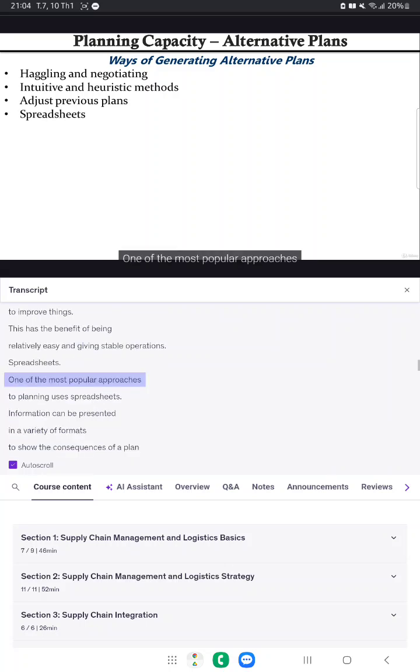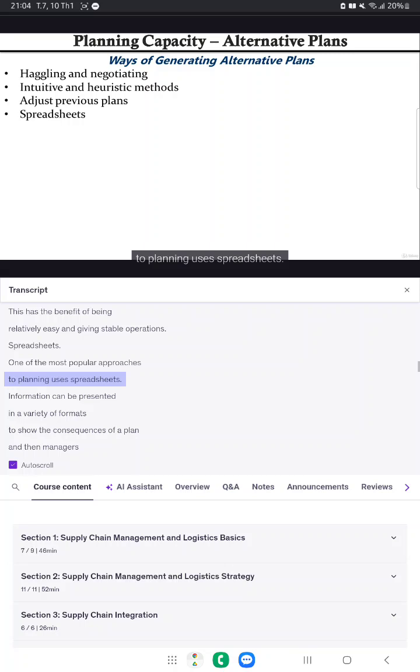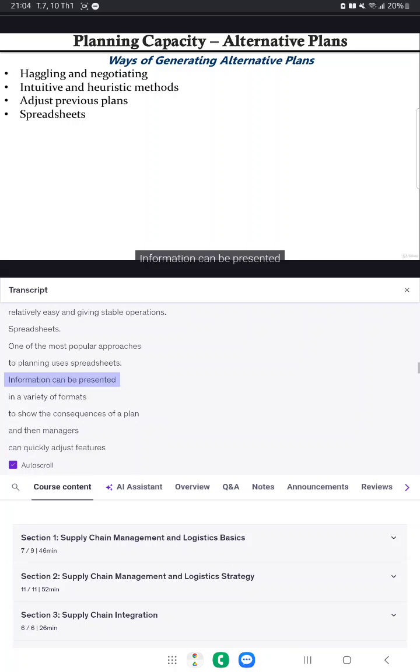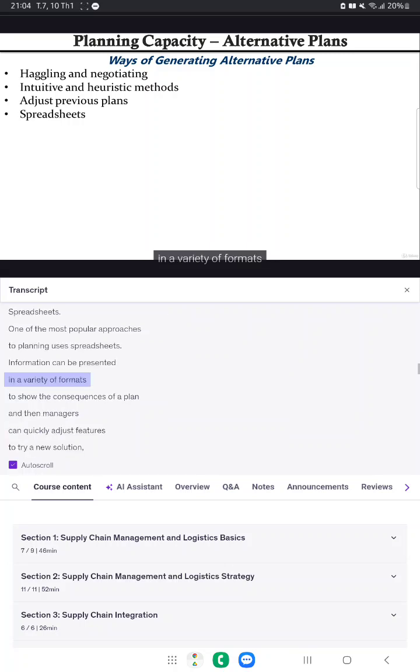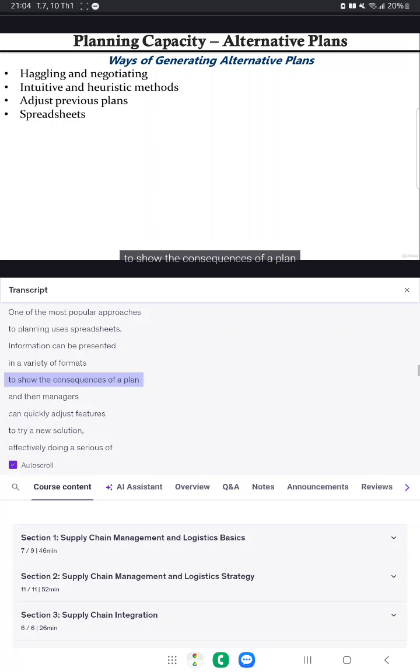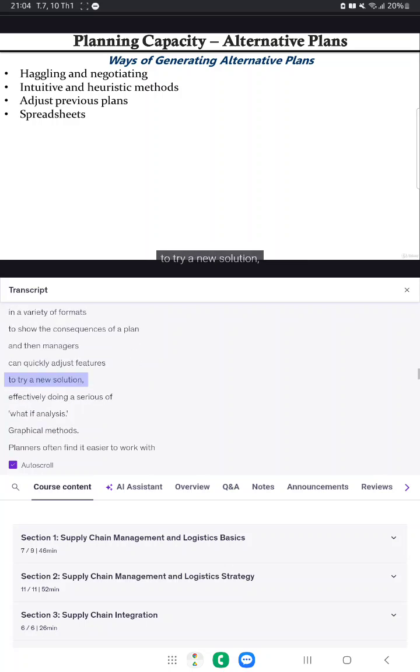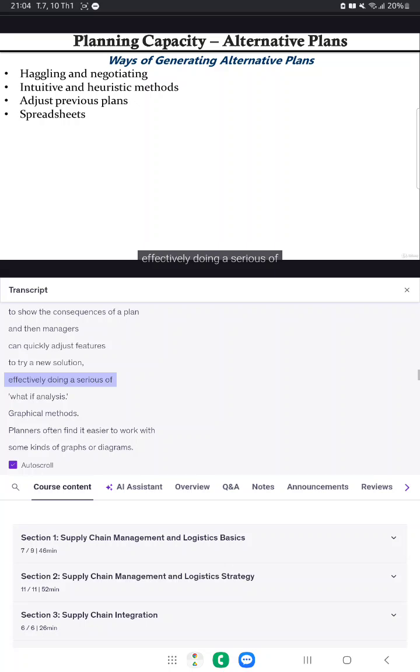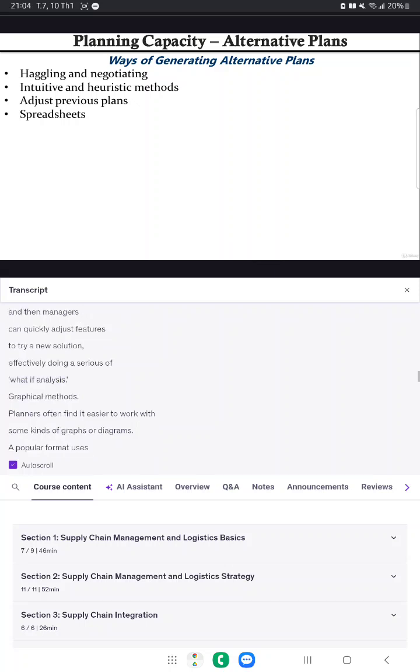Spreadsheets. One of the most popular approaches to planning uses spreadsheets. Information can be presented in a variety of formats to show the consequences of a plan, and then managers can quickly adjust features to try a new solution, effectively doing a series of what-if analyses.